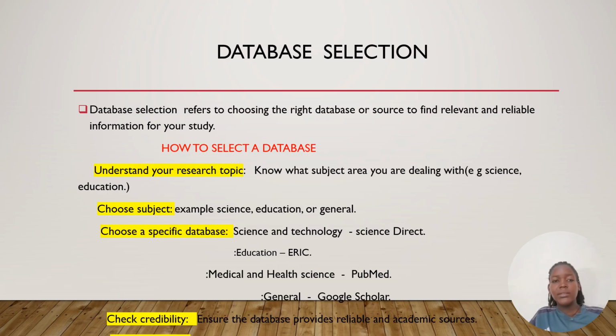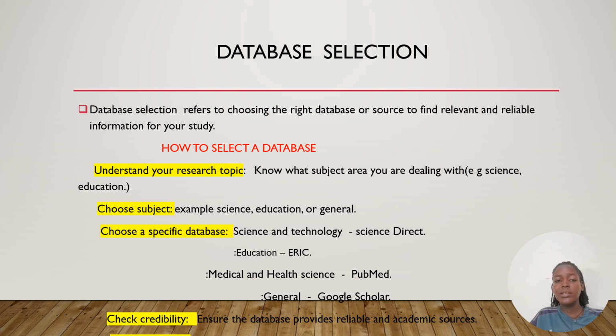The last one here is database selection. Database selection refers to choosing the right database or source to find relevant and reliable information for your study. How do you select a database? Understand your research topic first. Then know what subject area you are dealing with. For example, is it science? Is it education?